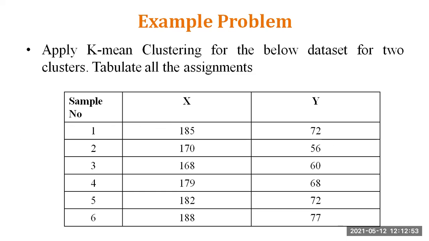Now we will try to explain the same concept with a small example here. The questions in examinations will be asked something like this: apply k-means clustering for the below data set for 2 clusters. Which means here the k value should be equal to 2. That's what they are specifying initially. Accordingly, for this data set we need to tabulate all the assignments, which means how you are assigning a particular value to cluster 1 and how you are assigning a particular value to cluster 2. That should be tabulated at the end of this problem solving.